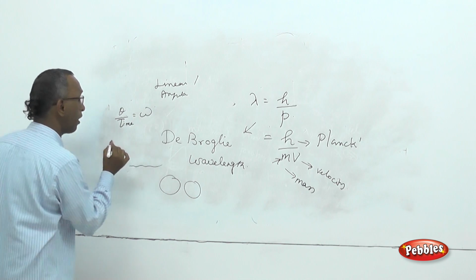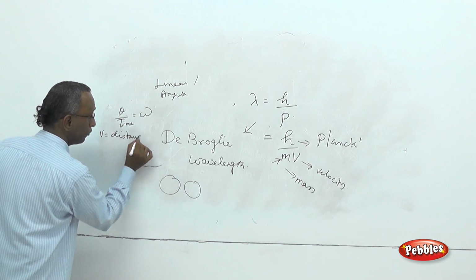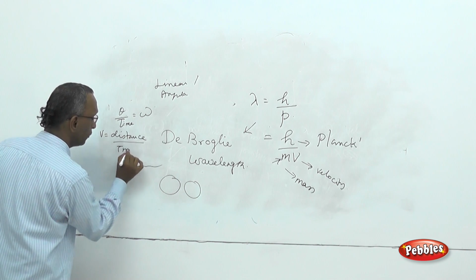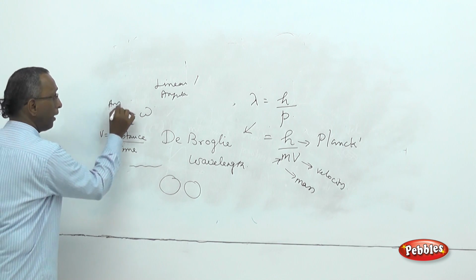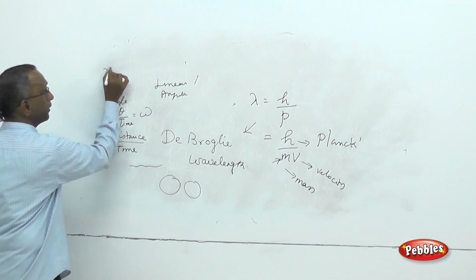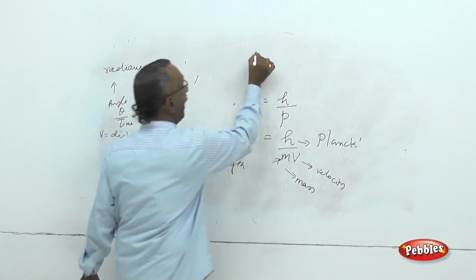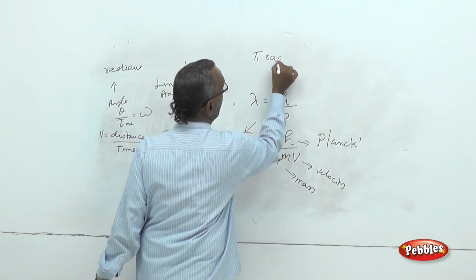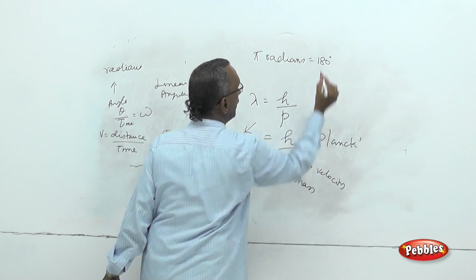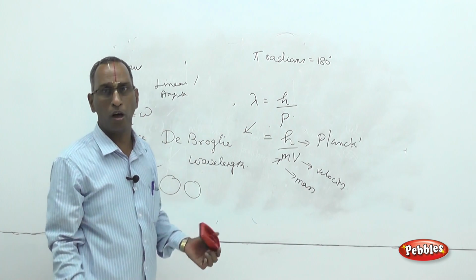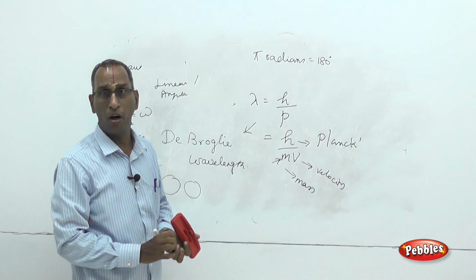It is denoted as omega. v is distance by time. Both are velocities. v is distance by time, and angular velocity omega is angle by time. The angle unit is given by radians. In maths you might have studied this important relation, pi radians equal to 180 degrees. Even in your calculator there are degree, radian and gradient angular measures.